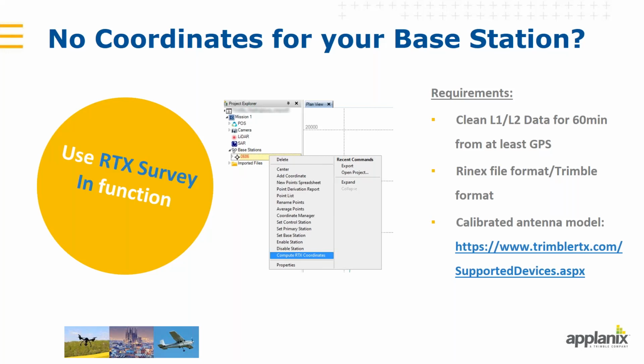The supported formats are the standard RINEX file formats, as well as the native Trimble format. What's very important is that the antenna being used is a calibrated antenna model. There's a list on that website that we show here, a long list of all the calibrated antenna models. So again, it's important that the antenna being used is a known antenna. Otherwise, the RTX survey-in functionality may not work.